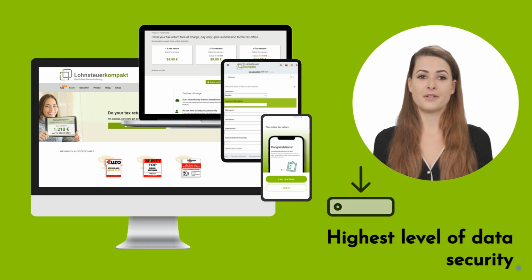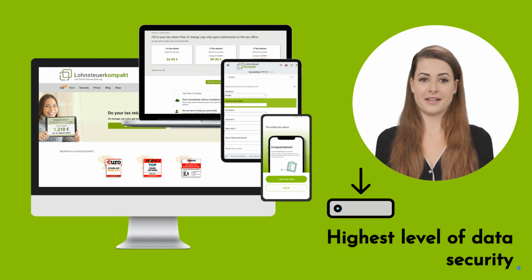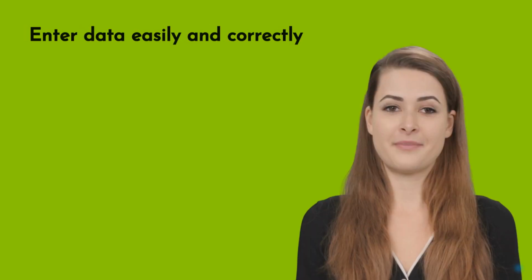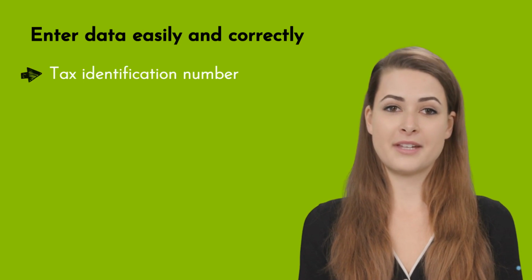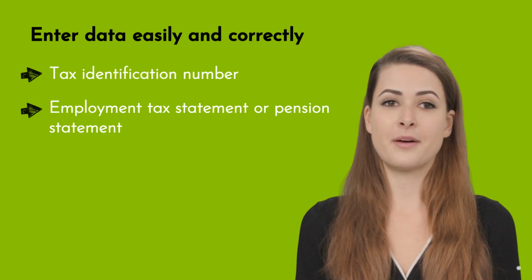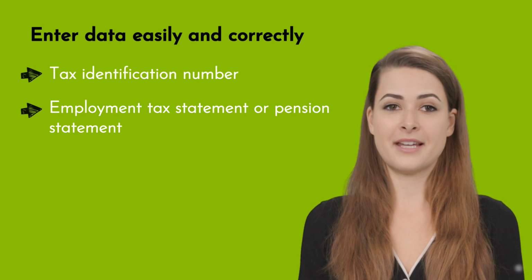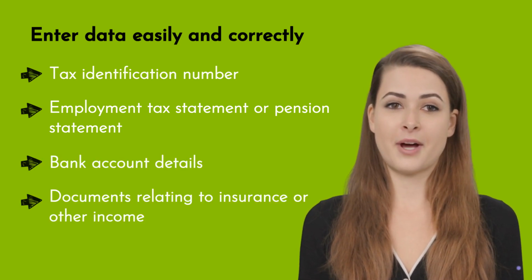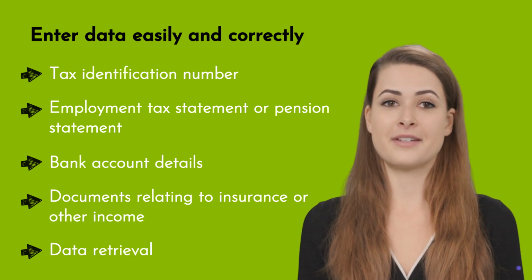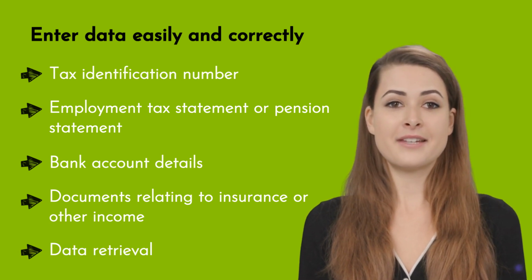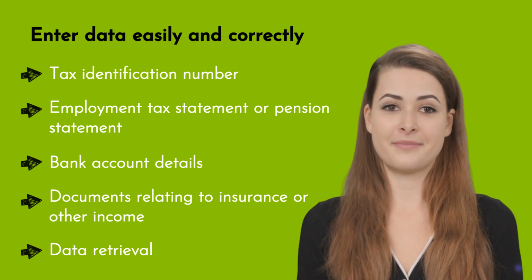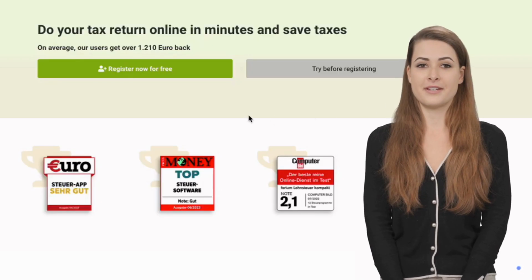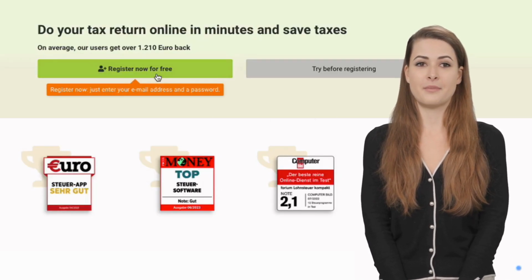All your data is automatically saved so that you can continue at any time from where you last left off. For your tax return, you will need your tax identification number, your employment tax statement or pension statement, your bank account details and documents relating to insurance or other income. The process is even easier if you retrieve data directly from the tax office. Just register free of charge to use Lohnsteuer Compact.